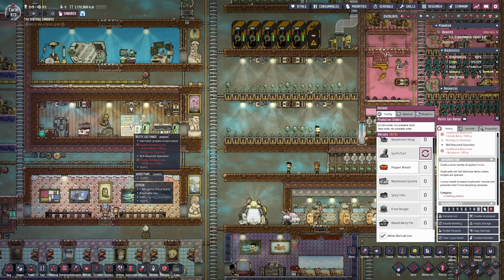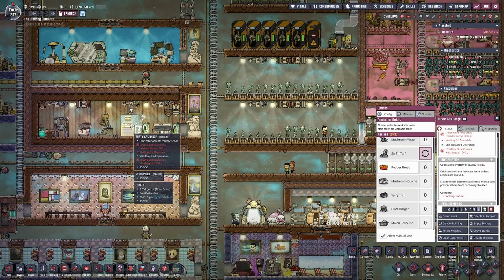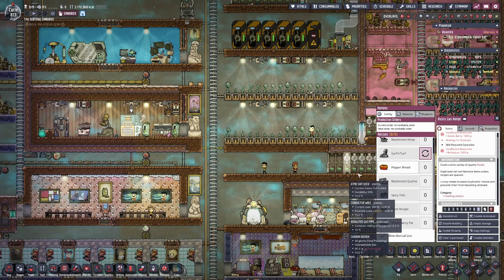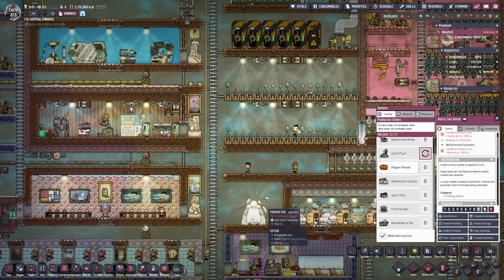So we're not going to explore a fully sustainable base with the gas range, although keep in mind that if you want to support your duplicants with something that's made from the gas range, the only other requirement that you're going to need other than the ingredients is going to be natural gas.